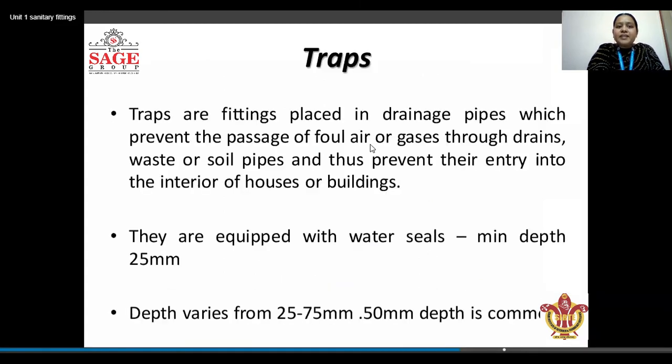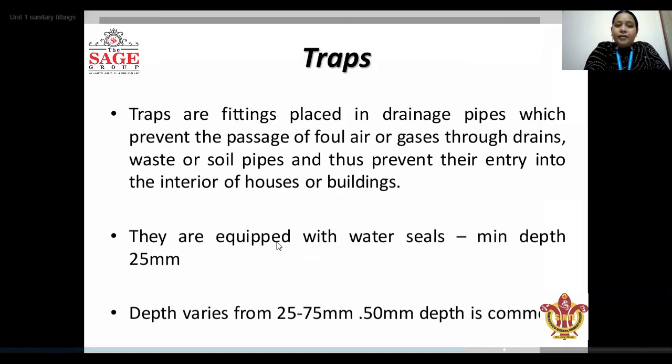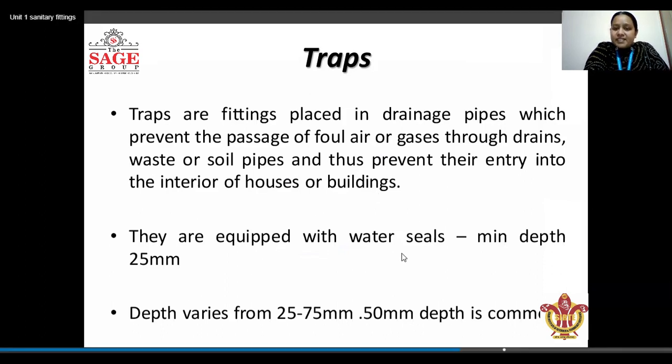And the next one is the trap. Traps are fitted at the drain pipe to prevent the passage of foul air and gases through the drain, and prevent their entry into the interior of the building. They hold a water seal, and the minimum depth is 25 mm. Depth varies from 25 to 75 mm, and 50 mm depth is common.